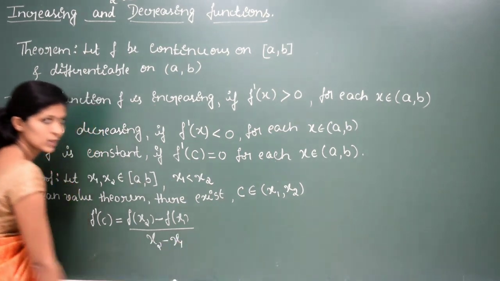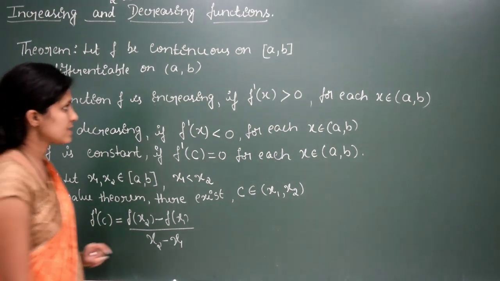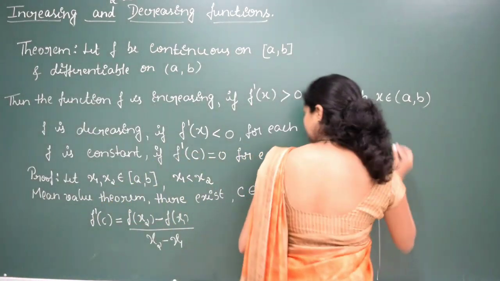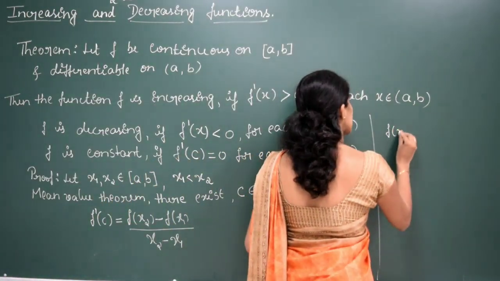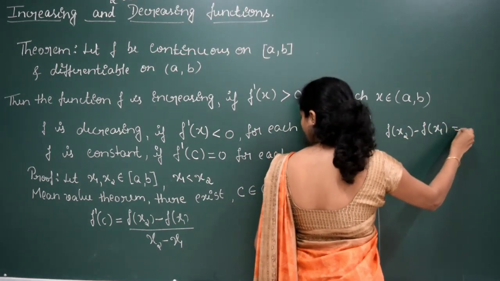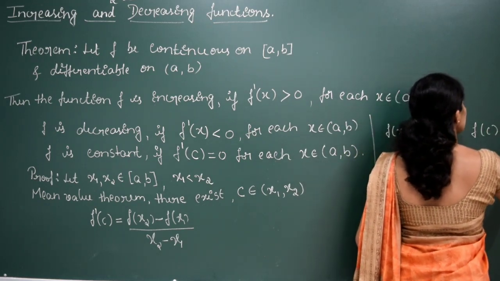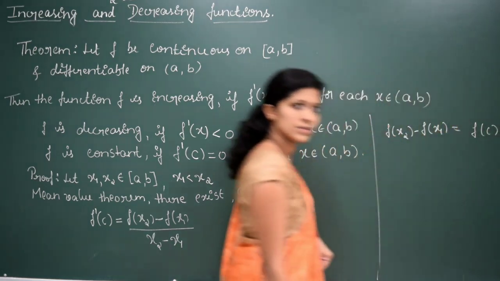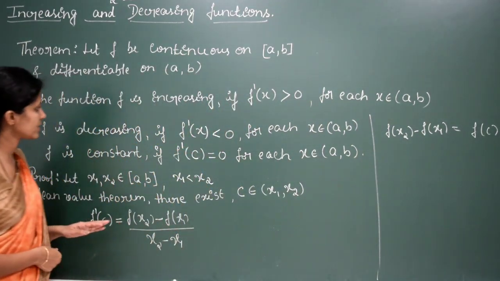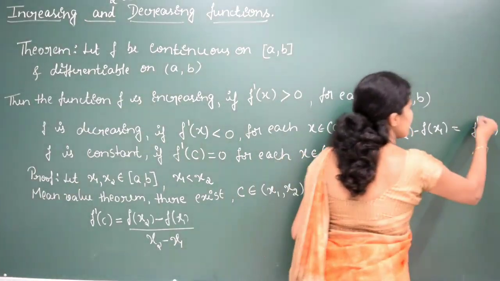We are using the mean value theorem, not Rolle's theorem. So f dash of c is equal to this one. By this we can write f of x2 minus f of x1 is equal to f dash of c into x2 minus x1, right? Already we have considered the value of f dash of c.